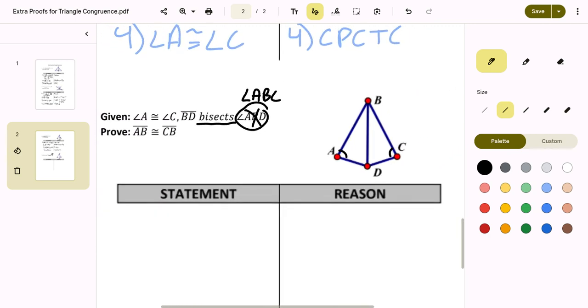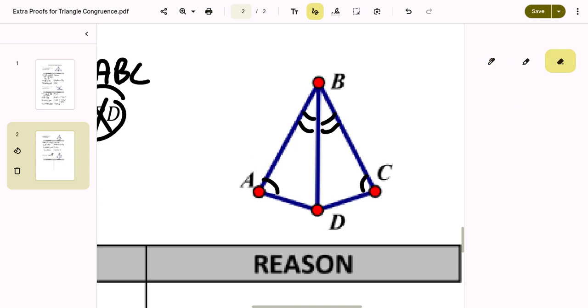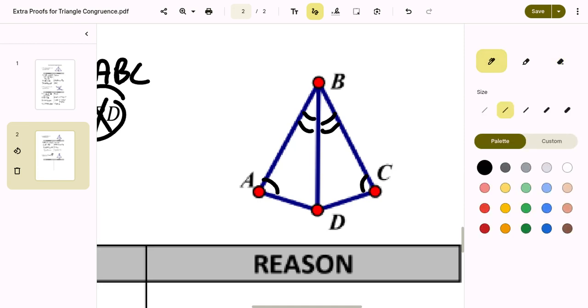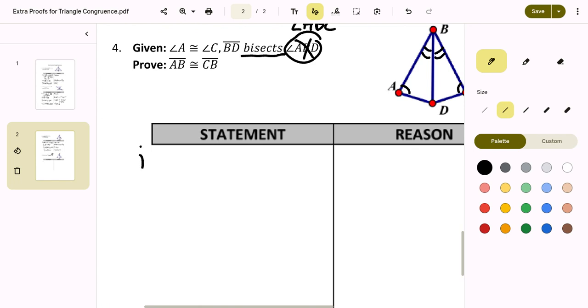That will make this a little bit easier to do when we go look at that bisect. So when I come over here, ABC is this big angle right here. BD cuts that in half, so I know this left side is congruent to this right side. And that's from that word bisect. So now we just need to go to our proof and start writing that part down.